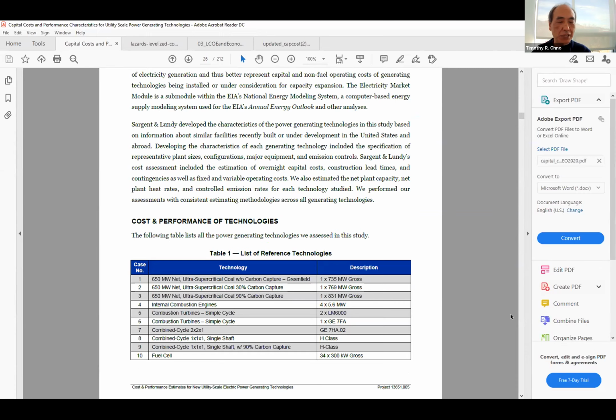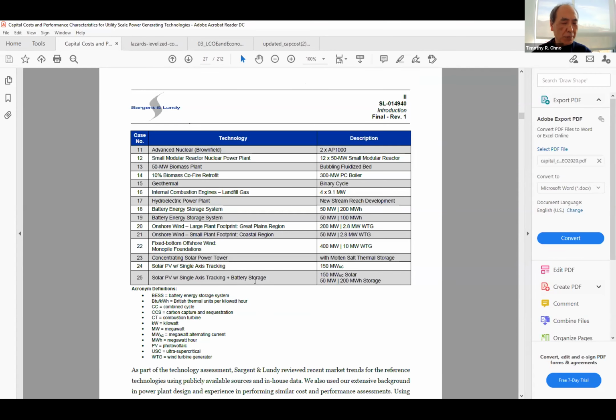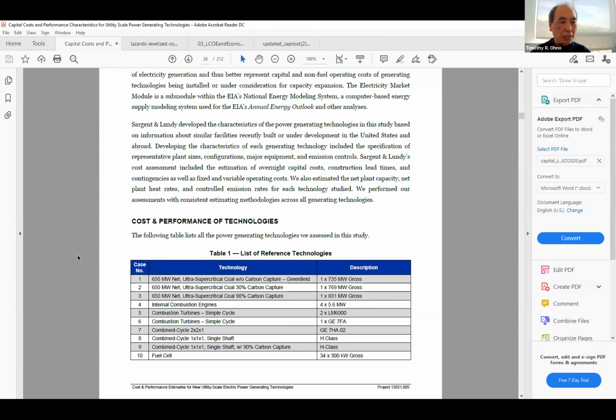So what they've done is they've taken a lot of utilities that actually exist, and now they've got numbers for them. As an example, case one is a supercritical coal, which means it operates at extremely high temperatures, without carbon capture. So it's got a scrubber on it for getting rid of some of the other impurities, but it's not dealing with CO2 at all.